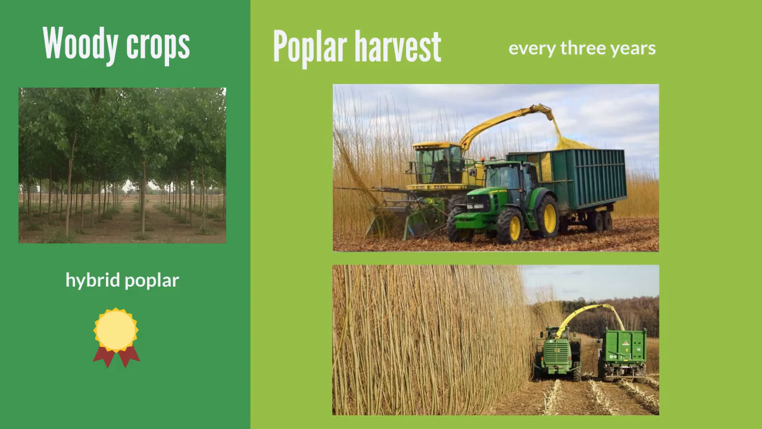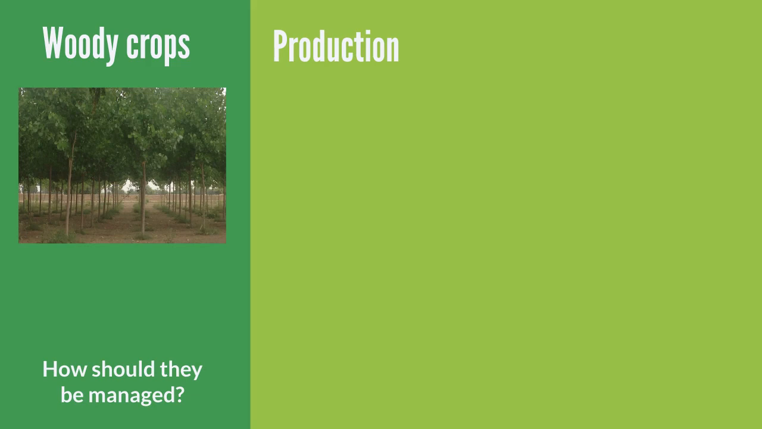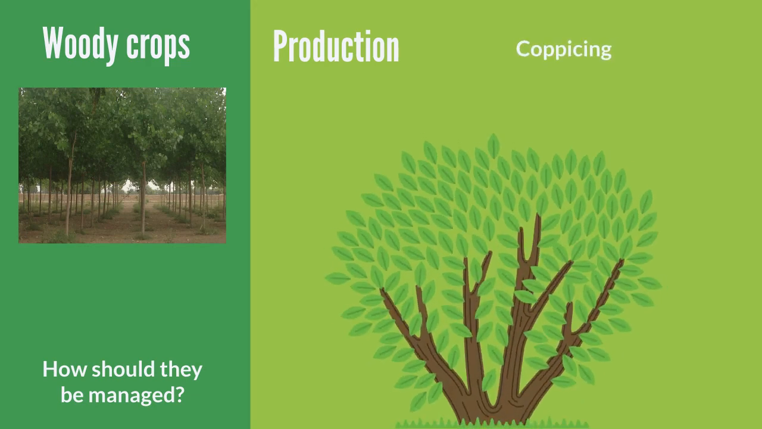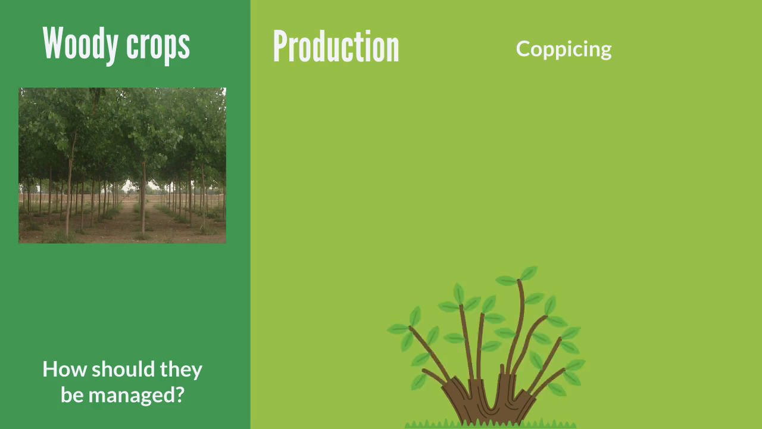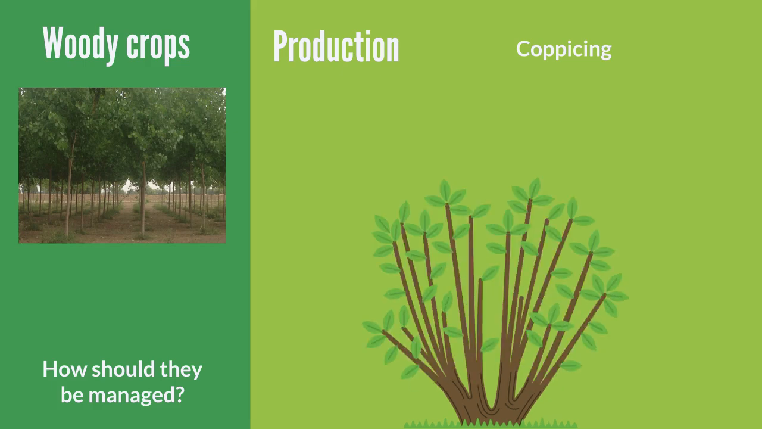Therefore, let's move to the management of short rotation crops. Let's start with the production phase. Coppicing is a traditional method of woodland management, which exploits the capacity of many species of trees to put out new shoots from their stump or roots if cut down.